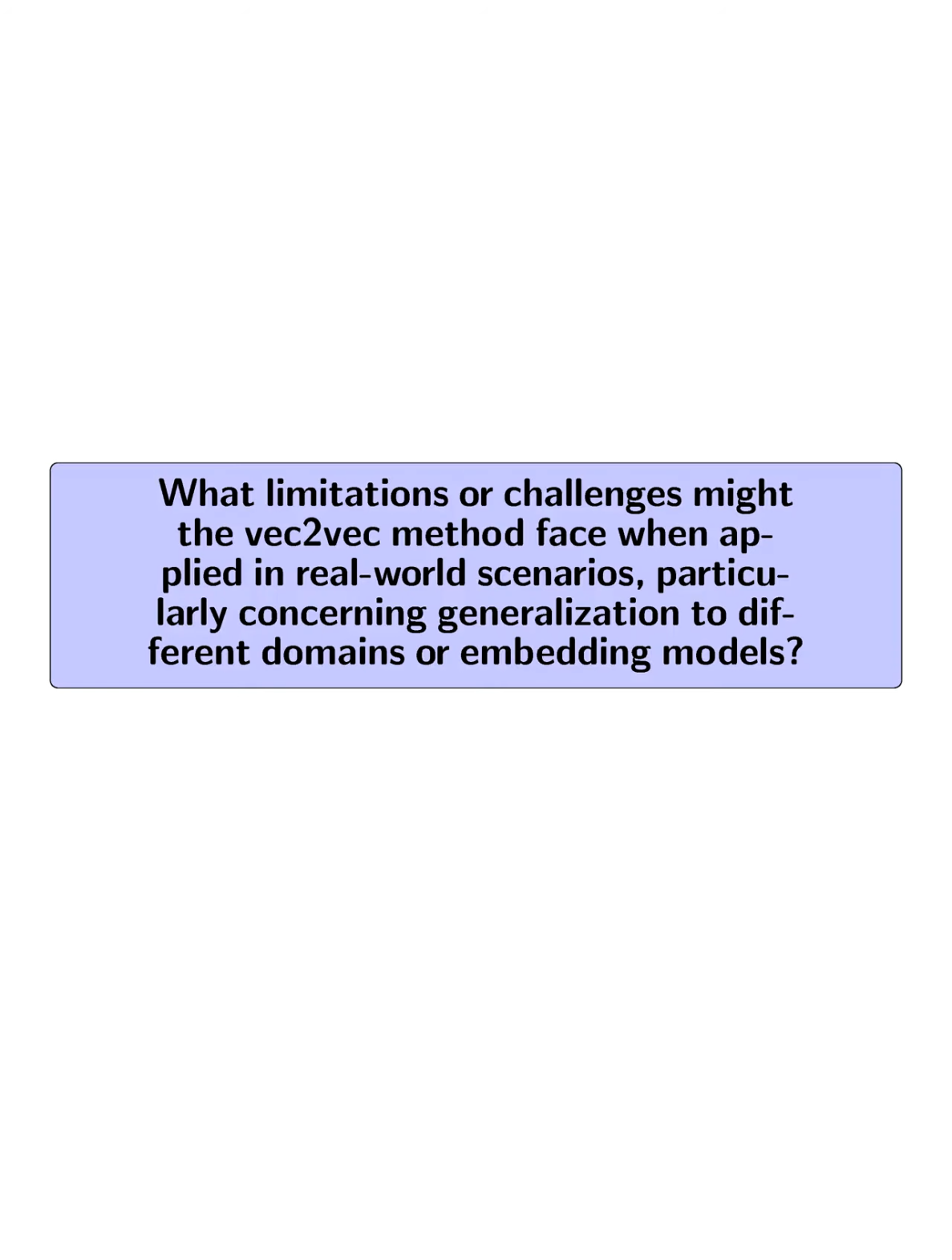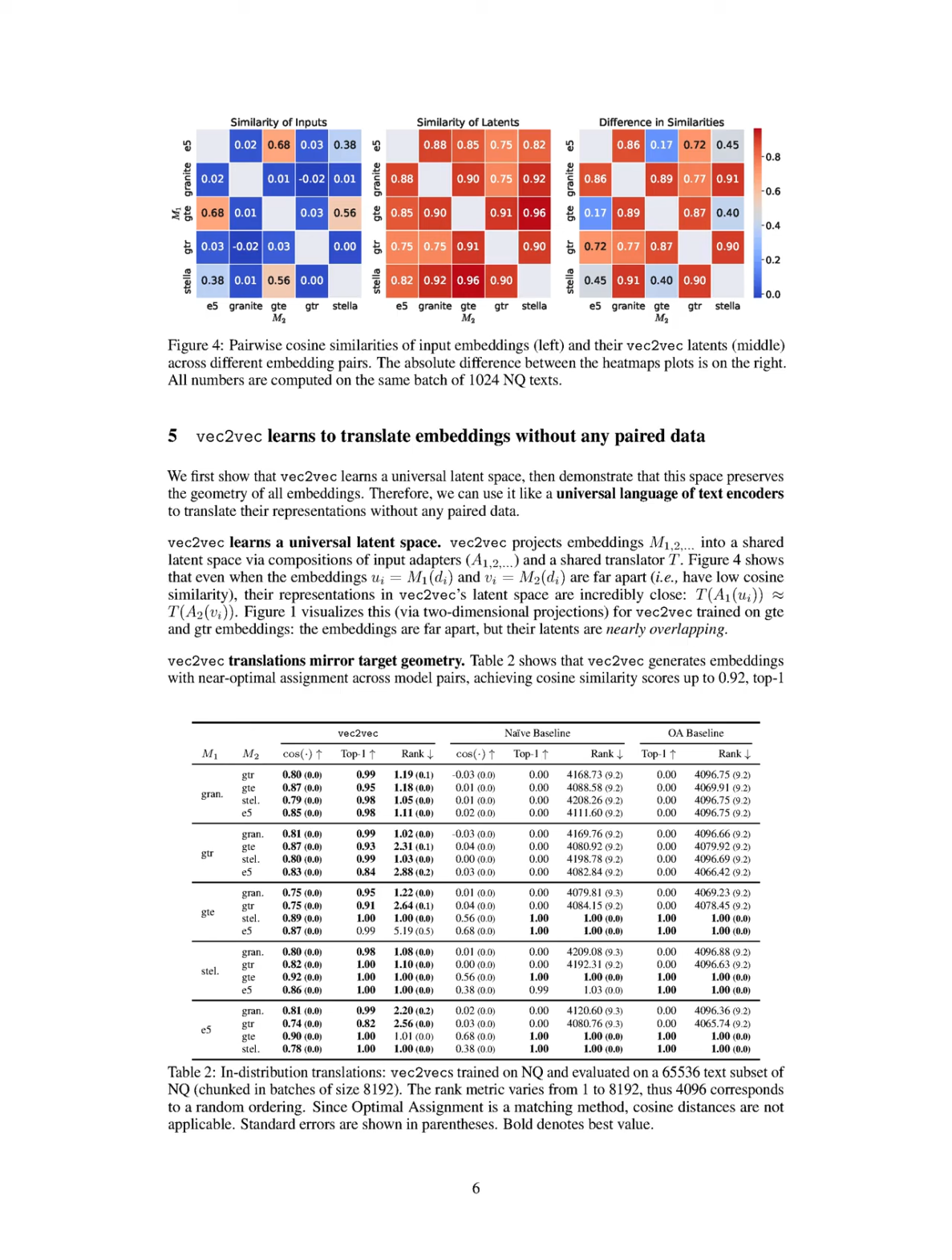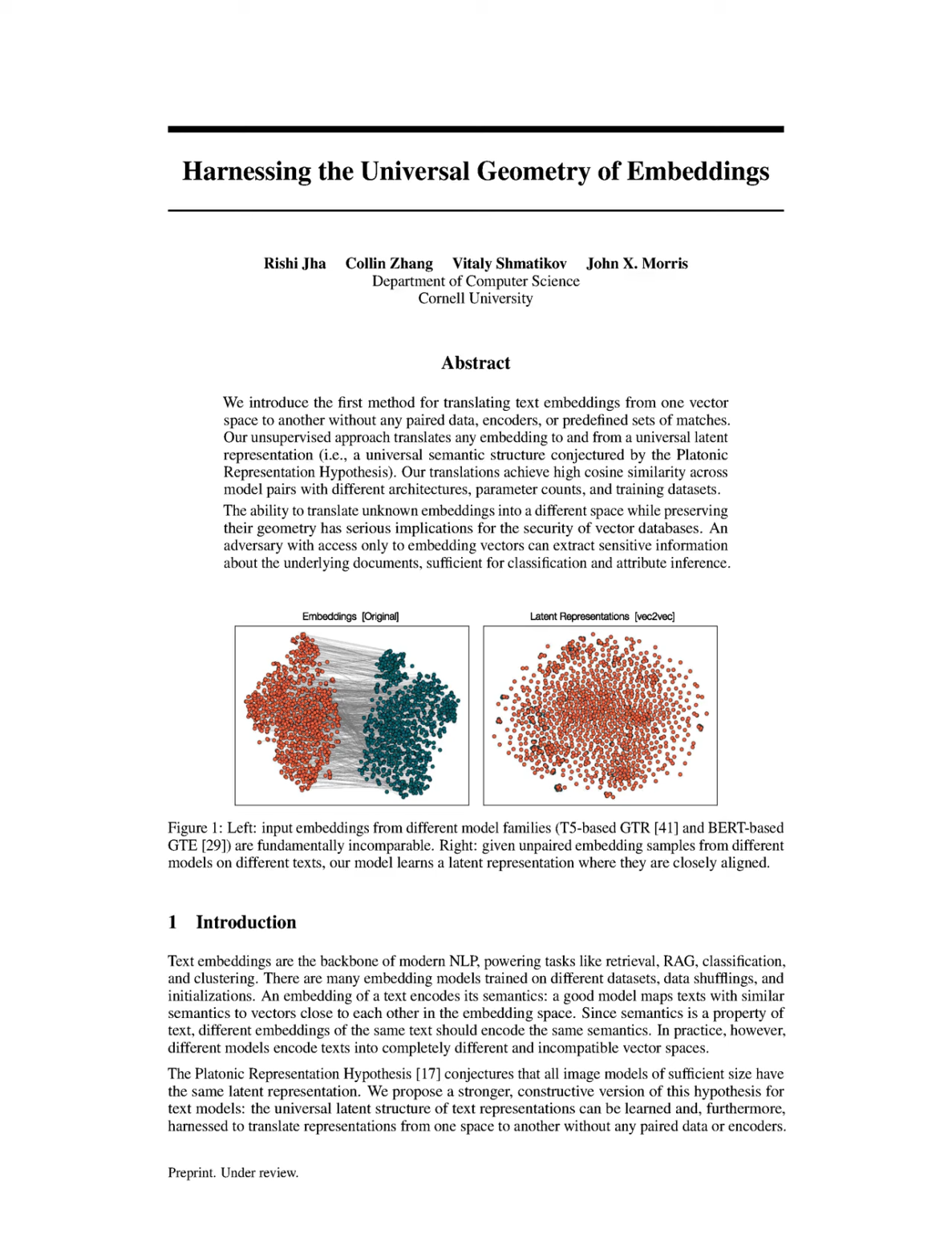What limitations or challenges might the vec-to-vec method face when applied in real-world scenarios, particularly concerning generalization to different domains or embedding models? The vec-to-vec method, while promising, may face several limitations in real-world applications. One challenge is its reliance on the assumption that different embedding models share a universal latent structure, which may not hold true across all domains or embedding architectures, particularly those that are significantly different from the training data.